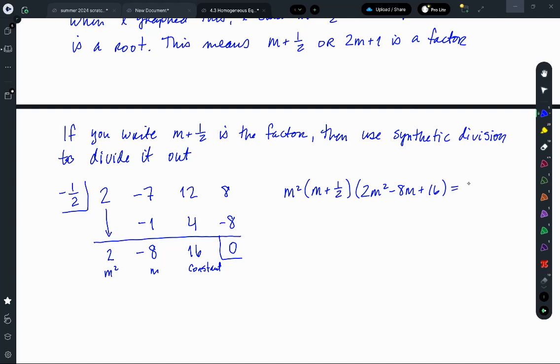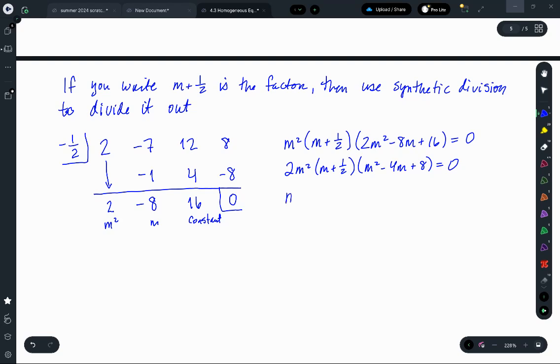And that's all equal to 0. Okay, now a 2 could get factored out of that third polynomial. So I have 2m squared times m plus 1/2 times m squared minus 4m plus 8. All of that's equal to 0. Okay, so I have m is equal to 0 twice. I have m is equal to a negative 1/2.